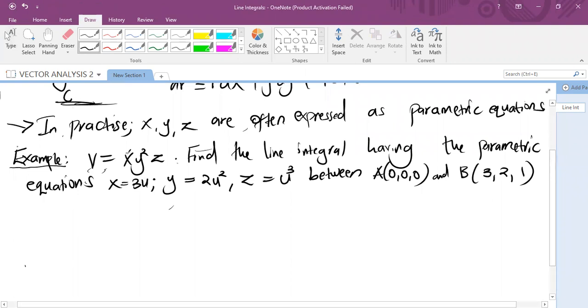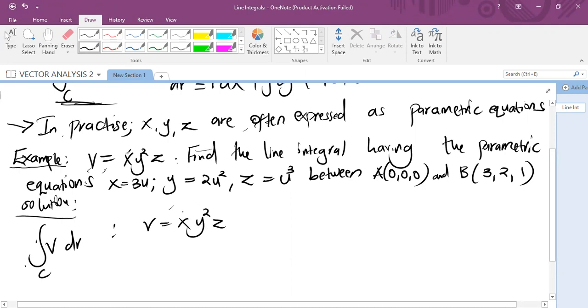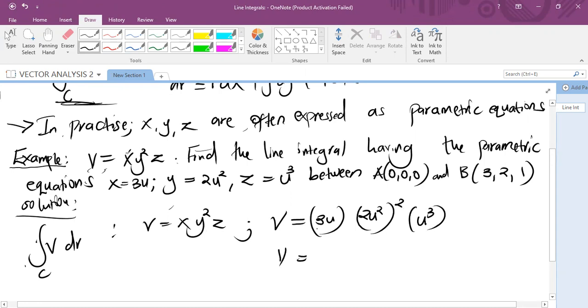So in our solution, what we want to evaluate is the integral of V dr. Now, what is our V? Let's start there. Our V is given by xy squared z. Now, clearly, we have our x, y, and z being expressed with respect to another variable. So I'm also going to write V in terms of that variable. What is x? My x is 3u. What is y? y is 2u squared, but y has been squared and then multiplied by z, which is u cubed. So what's my new value of V with respect to variable u?